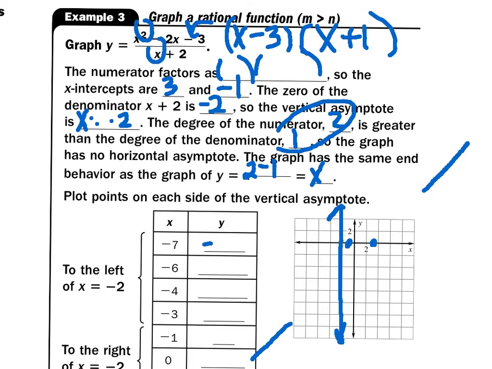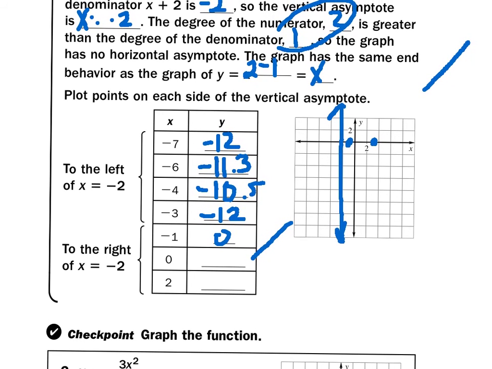And I would come up with these points: negative 12, negative 11.3, negative 10.5, 0, negative 1.5, and negative 0.8. Okay, when I start graphing these points, you are going to see that the graph goes like this. So x-intercept here, remember this is an asymptote, so I'm not going to touch that line. It's going to come down here, and then it's going to go up and shoot off.